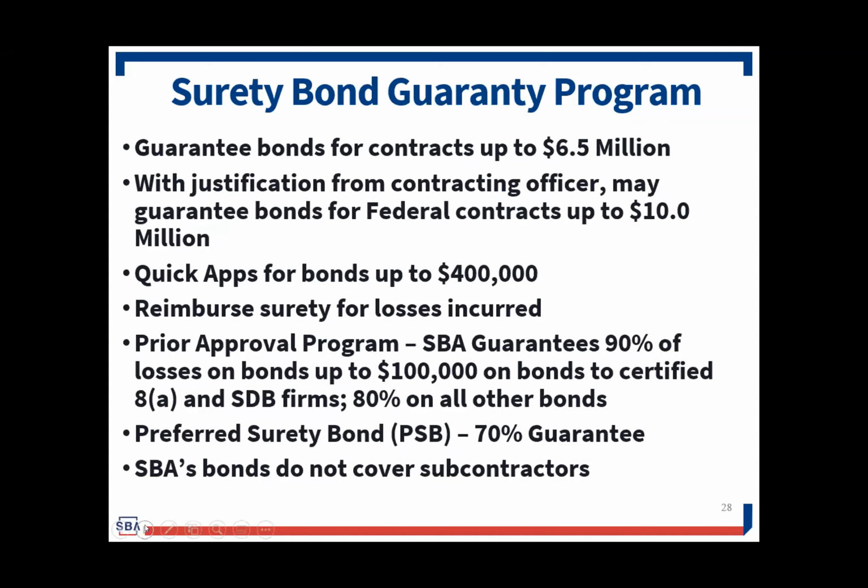Prior approval means your bond application is submitted through the surety to SBA for us to approve. For the preferred surety bond program, our guarantee is 70%.